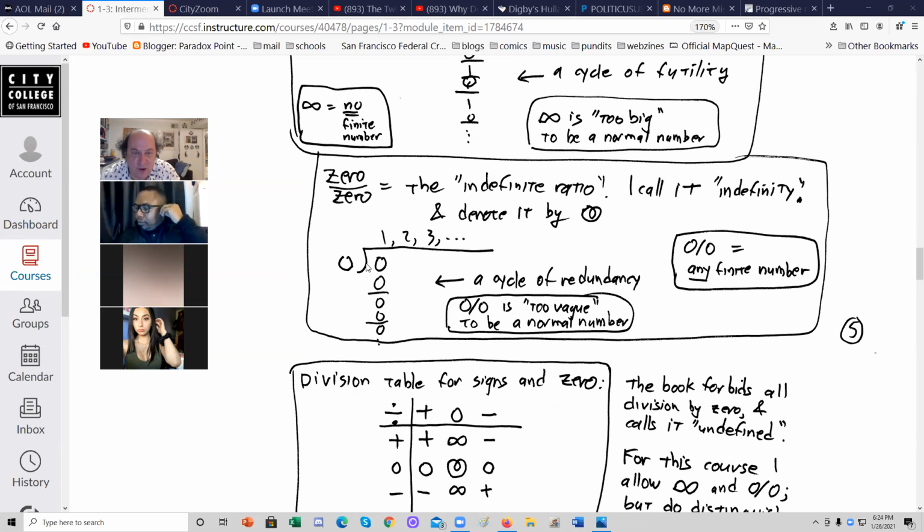Now, if you divide 0 by 0, well, you take 1 0 away from 0, you got a remainder of 0. Good. But if you took away another 0 from 0, it would still be 0. If you took away a third 0, it would still be 0, and so on. So it's constantly already at the 0 remainder you want a division to yield. So this is, I consider, a cycle of redundancy. 0 over 0 could be any of these numbers, any finite number. So it's too vague to be a normal number.